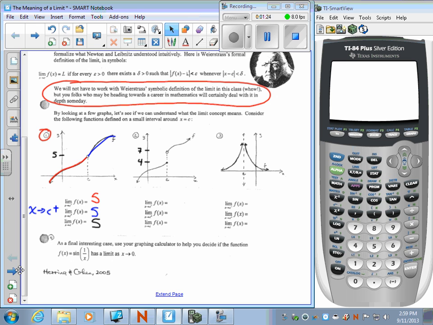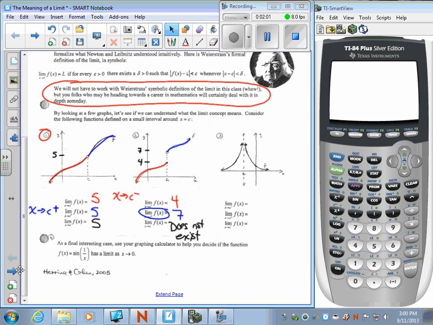Moving on to number 2, when I look at the limit as x approaches c from the left, I'm coming here, and the y value here is 4. And the limit as x approaches c from the right, that's going to be this one. I'm coming from the right, and I'm approaching 7. So this limit as x approaches c in this particular case does not exist. I don't know what it's approaching. It's approaching 2 different values, so all I can say is it does not exist.